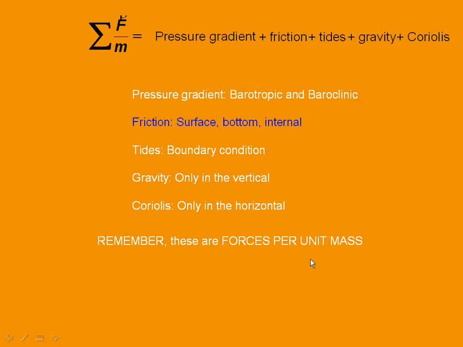So now we're going to talk about how to represent friction. And friction, as we mentioned last time, comes in three flavors. At the surface, which is the one that drives the motion, and the friction at the bottom, which retards the motion, and friction in the water column between the surface and the bottom. And that also tends to retard the flow.